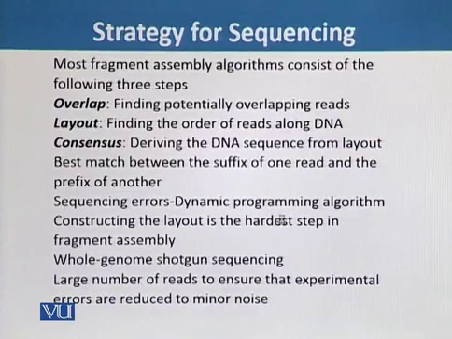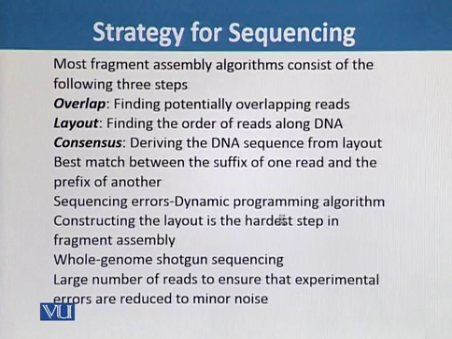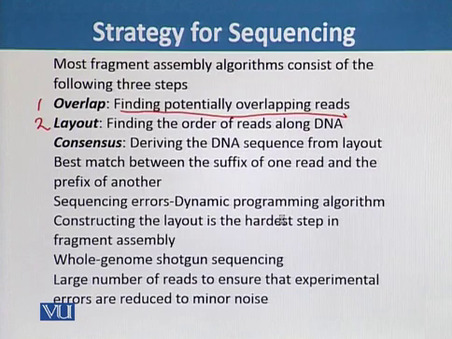So most fragment assembly algorithms consist of the following three steps. First is the overlap step, in which we find the potentially overlapping reads. Second is the layout, in which we find the order of the reads along the DNA. And third is the consensus, deriving the DNA sequence from the layout.